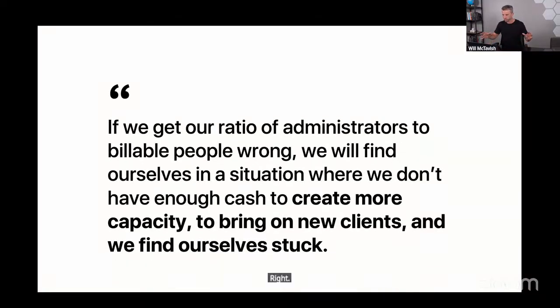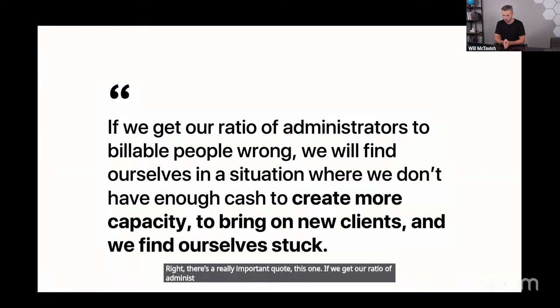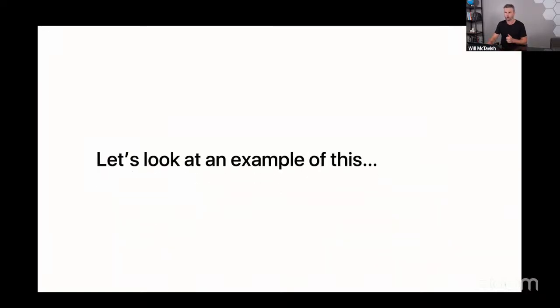Right, this is a really important quote, this one. If we get our ratio of administrators to billable people wrong, we will find ourselves in a situation where we don't have enough cash to create more capacity, to bring on new clients, and we find ourselves stuck. And we're going to look at an example of this.